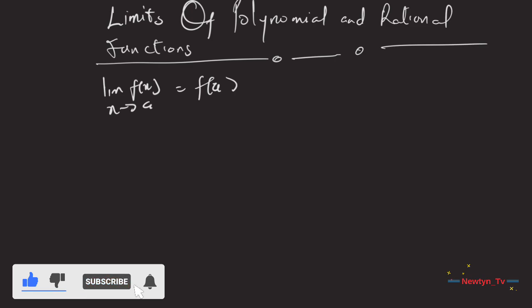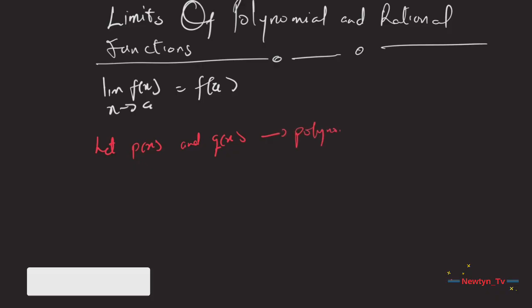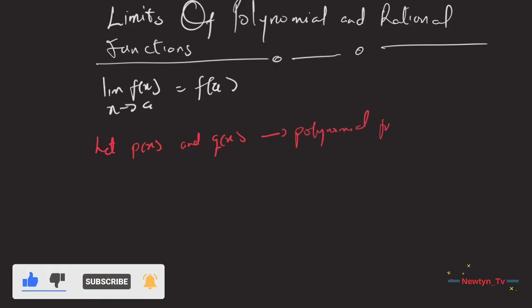Let p of x and q of x be polynomial functions. Then we are going to let a be a real number.